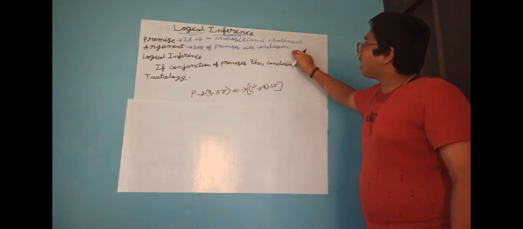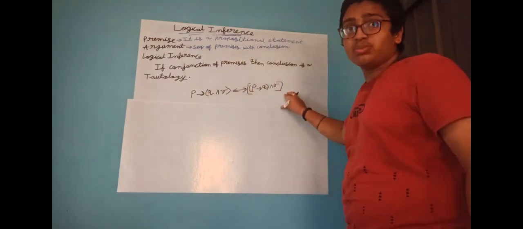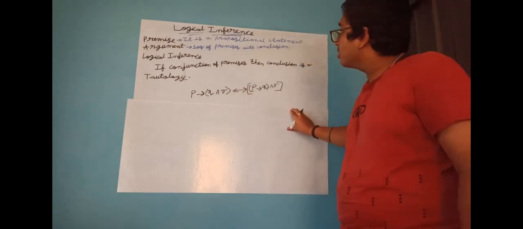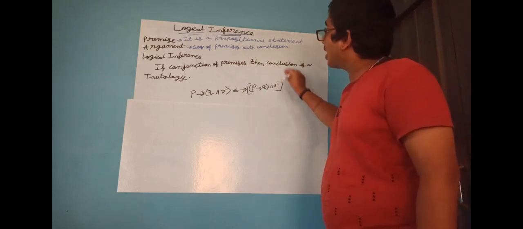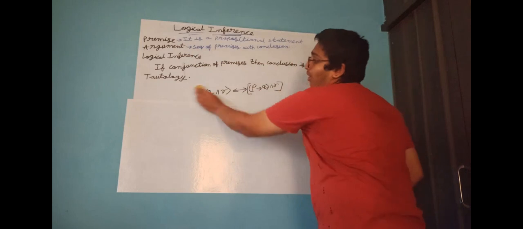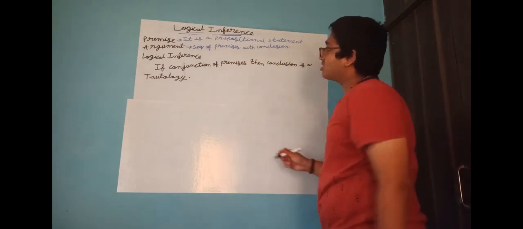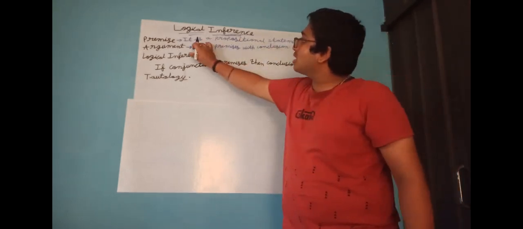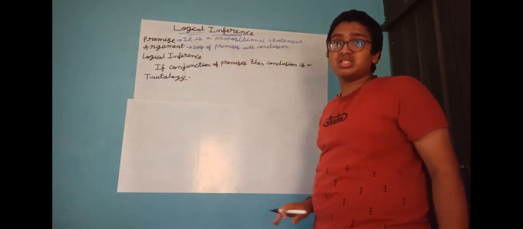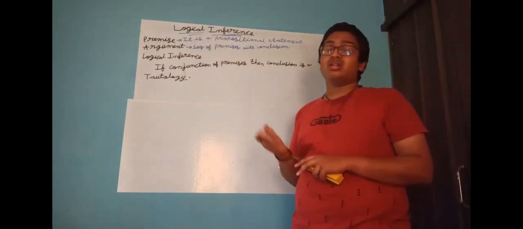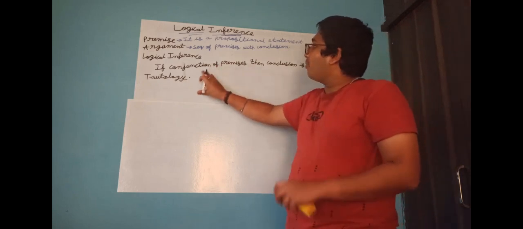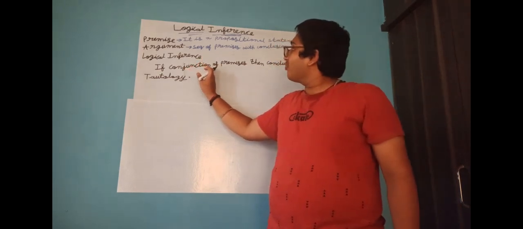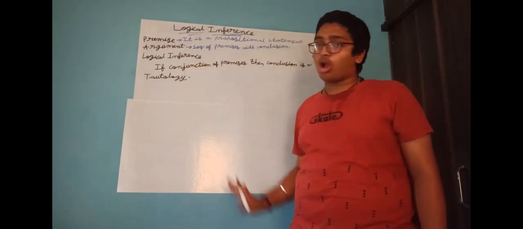A sequence of premises with a conclusion. Those individual parts, which are premises, and the resultant truth values together are known as an argument. Now what actually is the definition of logical inference? Logical inference is nothing but deriving the solution using the evidences or premises. Another name for premise is evidences. But what logical inference wants to make us understand is: if the conjunction of premises implies the conclusion, then it is a tautology.